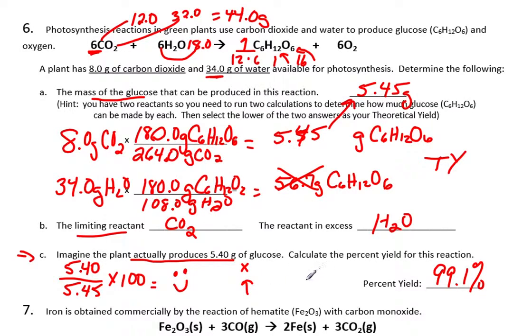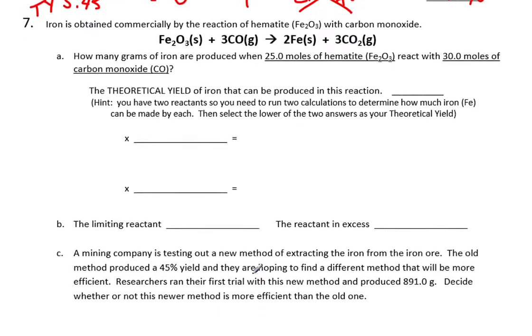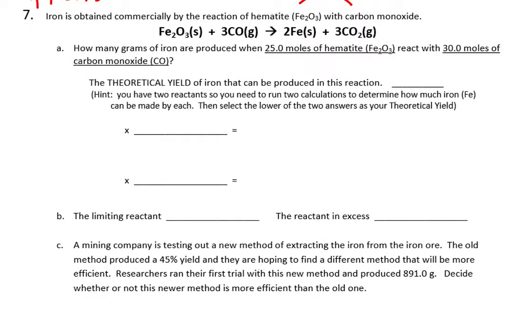Remember, the opposite of this is looking at error. Error is saying how much did you screw up by? That's that AV minus EV, absolute value, divided by AV. That's not what we're doing here. What we're doing here is actual divided by theoretical. And what percentage of what you should have gotten did you get? So this is obviously extremely efficient. All right, the next one is kind of along the same line, but you just have to think a little bit down here at C. It says, iron is obtained commercially by the reaction of hematite.